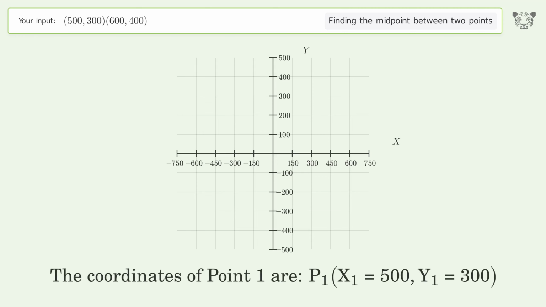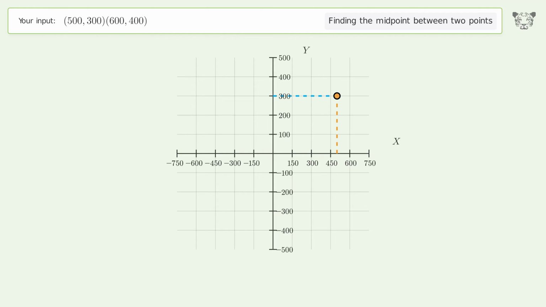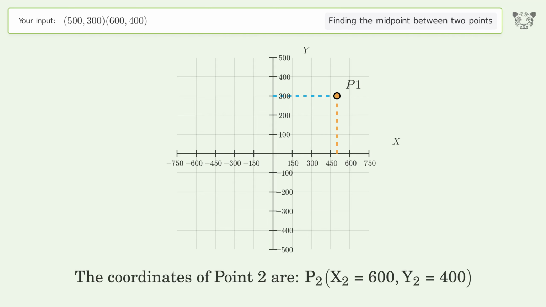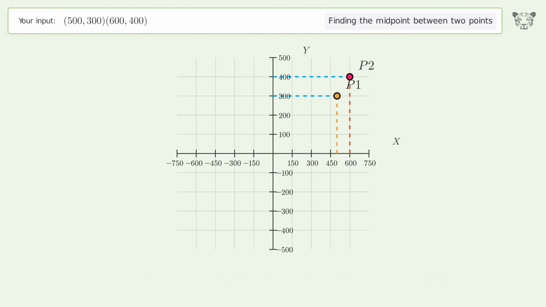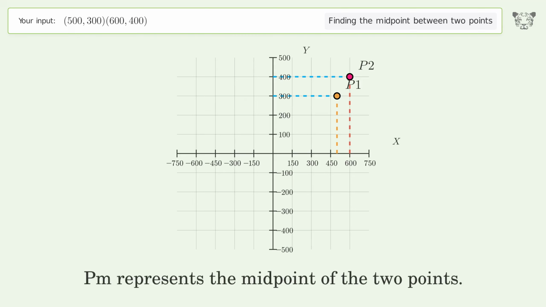The coordinates of point 1 are, x1 equals 500, y1 equals 300. The coordinates of point 2 are, x2 equals 600, y2 equals 400. PM represents the midpoint of the 2 points.